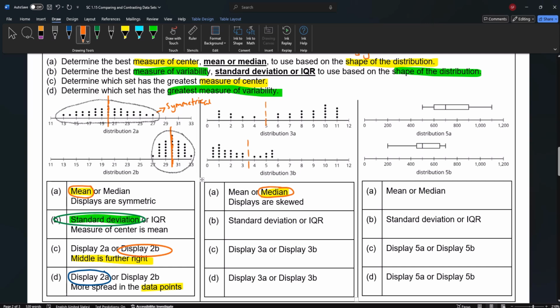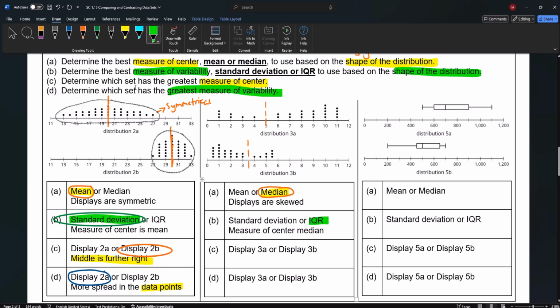So what about the measure of variability? In this case, we're not going to be using the standard deviation. Instead, we're going to be using the IQR, right? The reason why is because if our data displays are not symmetrical, they're a little bit skewed, then our measure of center is essentially the median.